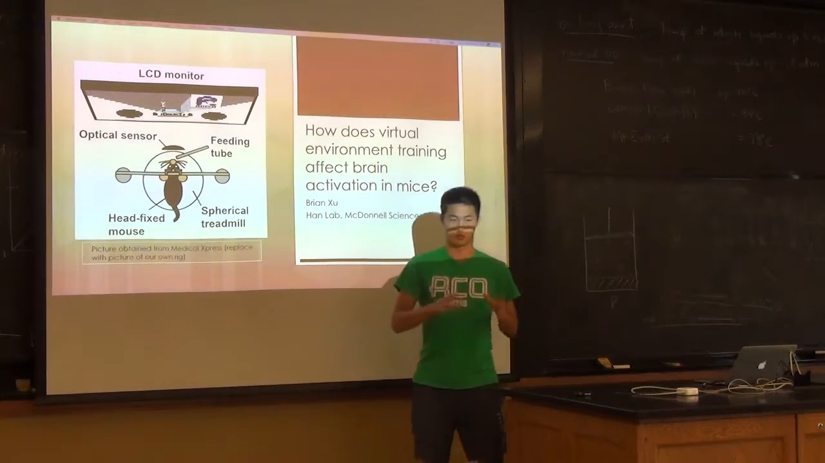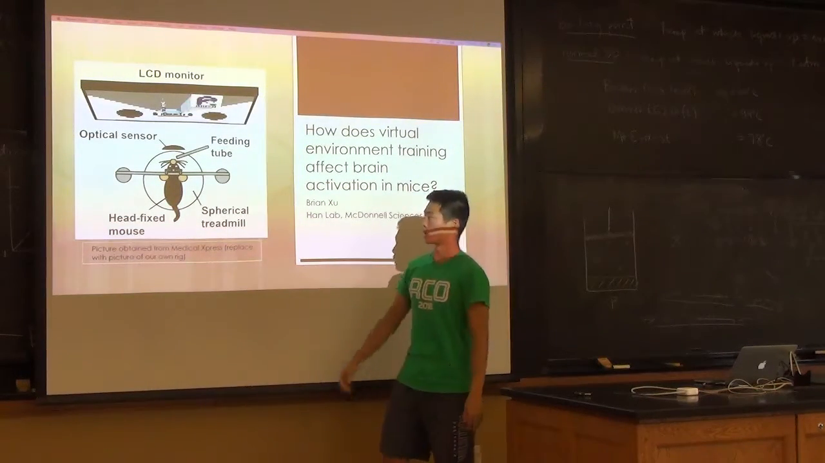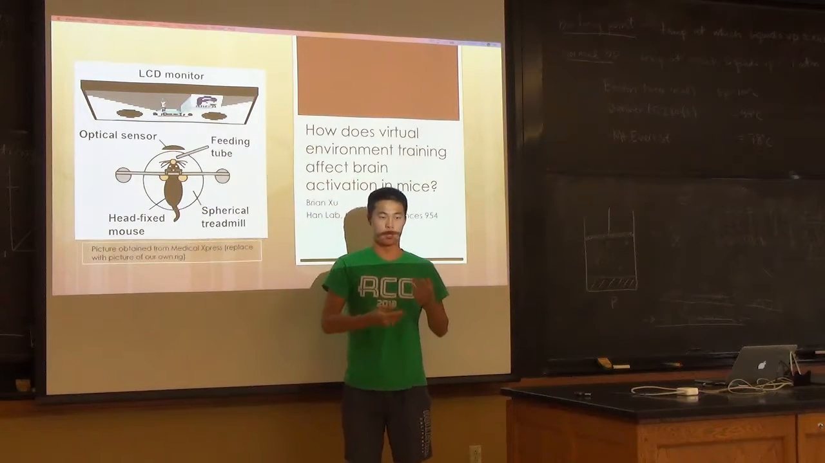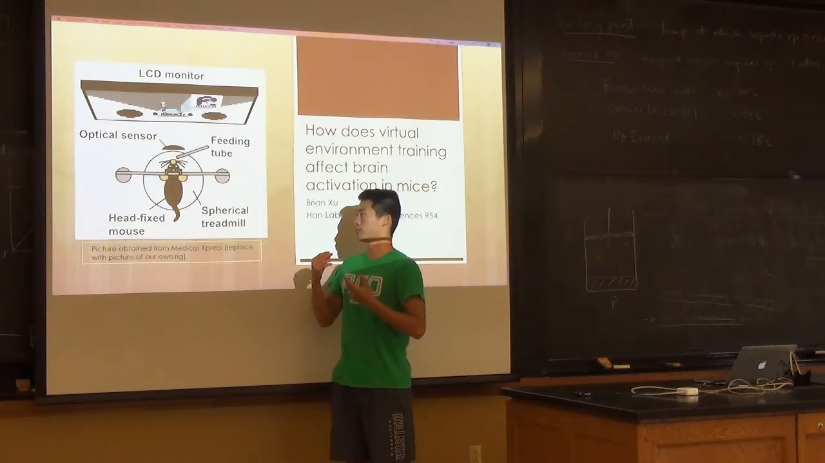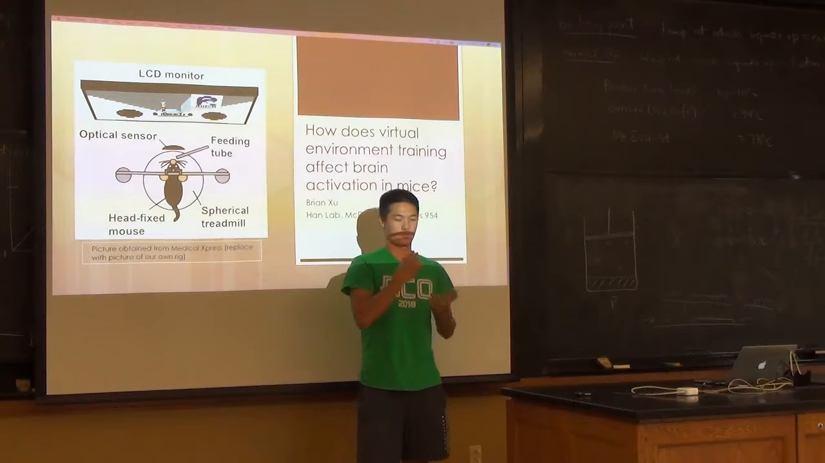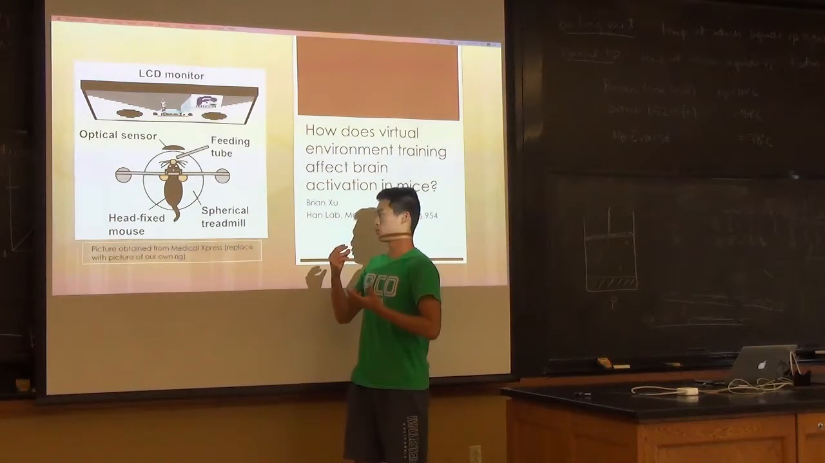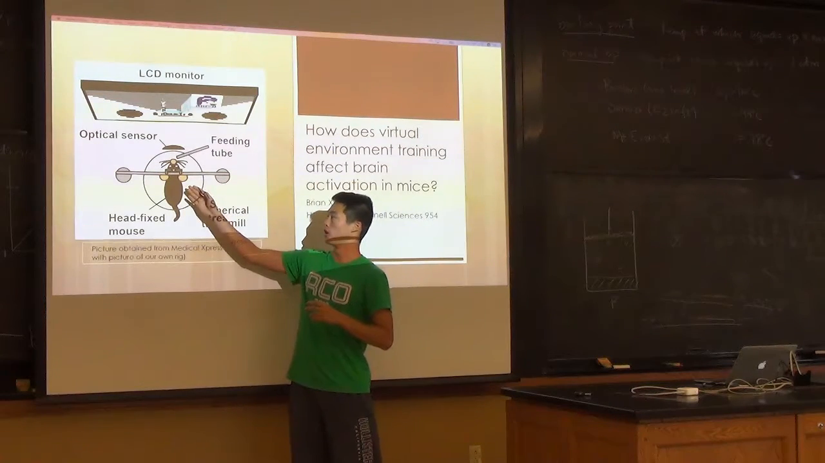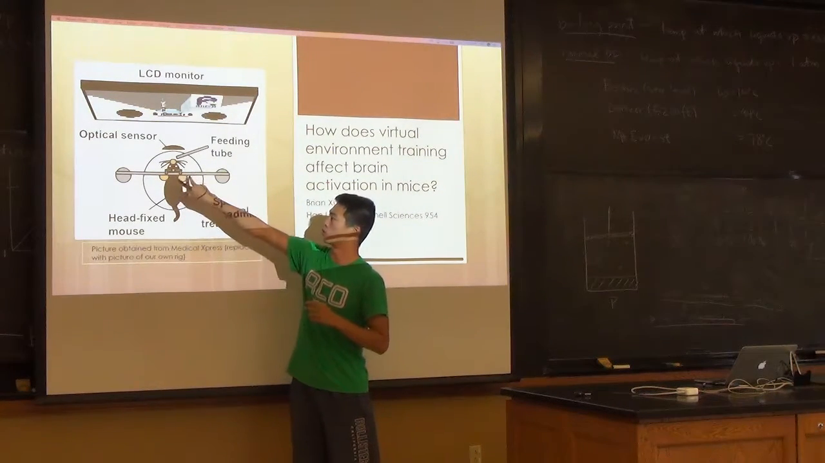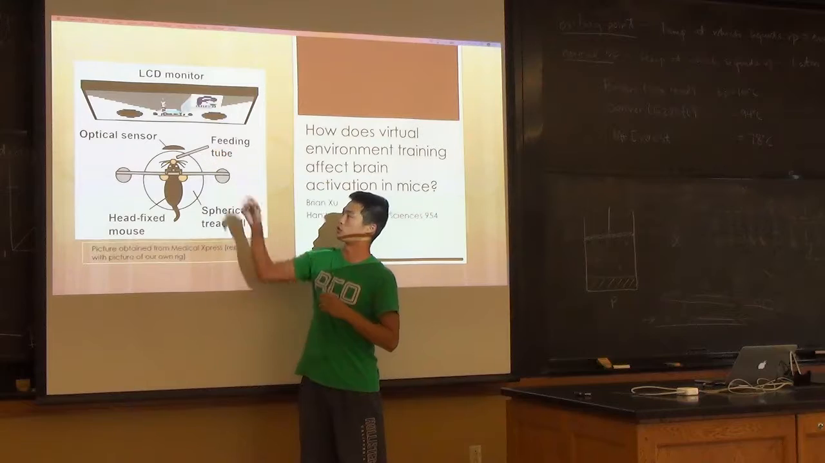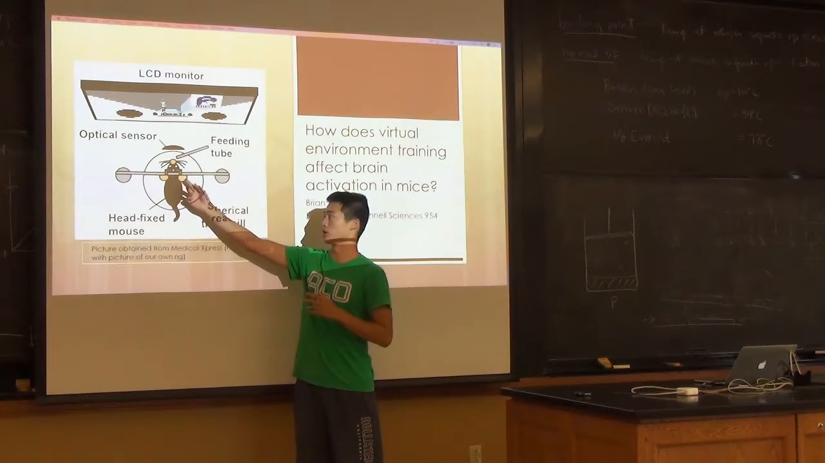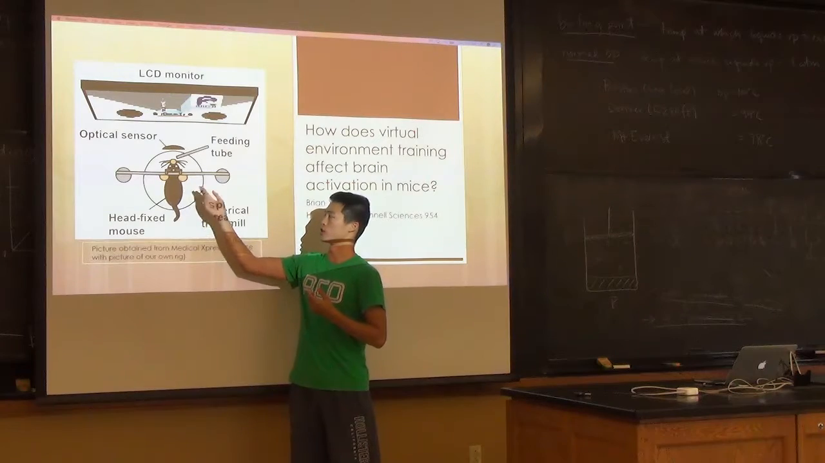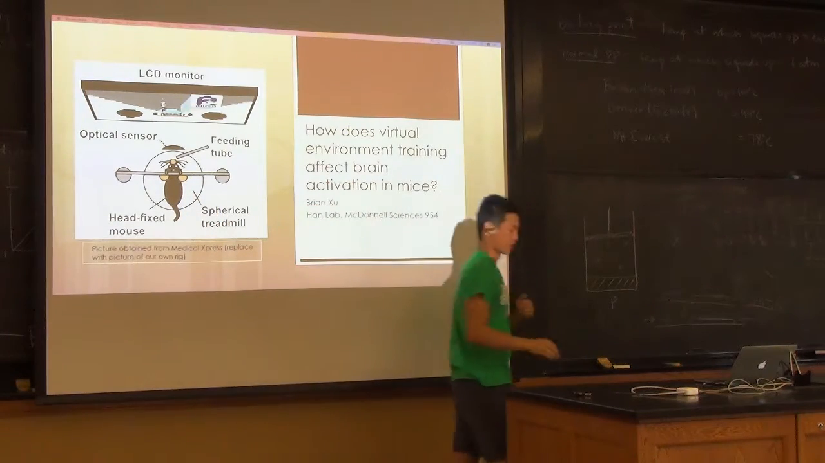The thing with all these experiments which require VR is that they need the mouse to be head fixed so that we can look into the brain, or we can align a microscope right over the brain. And so we have the head fixed by these two plates while the mouse explores the virtual environment. And in the meantime, we can do things like look inside the brain, image cells, look at cell activity.